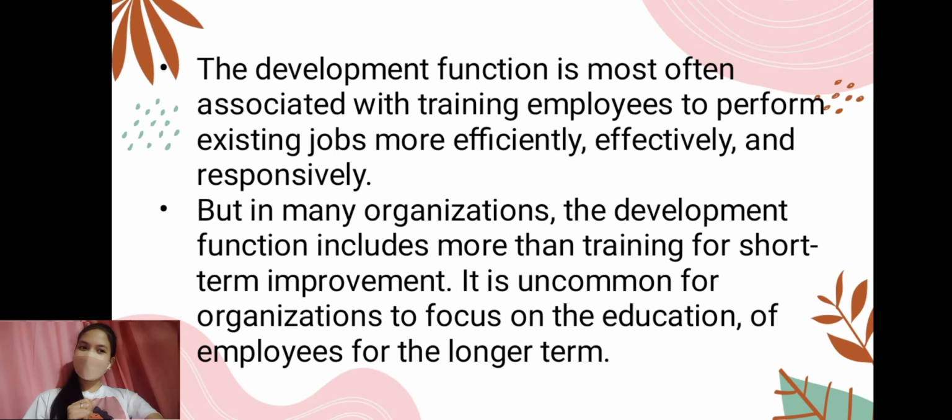So let's start. The development function is most often associated with training employees to perform existing jobs more efficiently, effectively, and responsibly. But in many organizations, the development function includes more than training for short-term improvement. It is not uncommon for the organization to focus on the education of employees for the longer term. So we can say that training and education are important for the development of employees. But to build the competencies to achieve promotion, they need more than that.